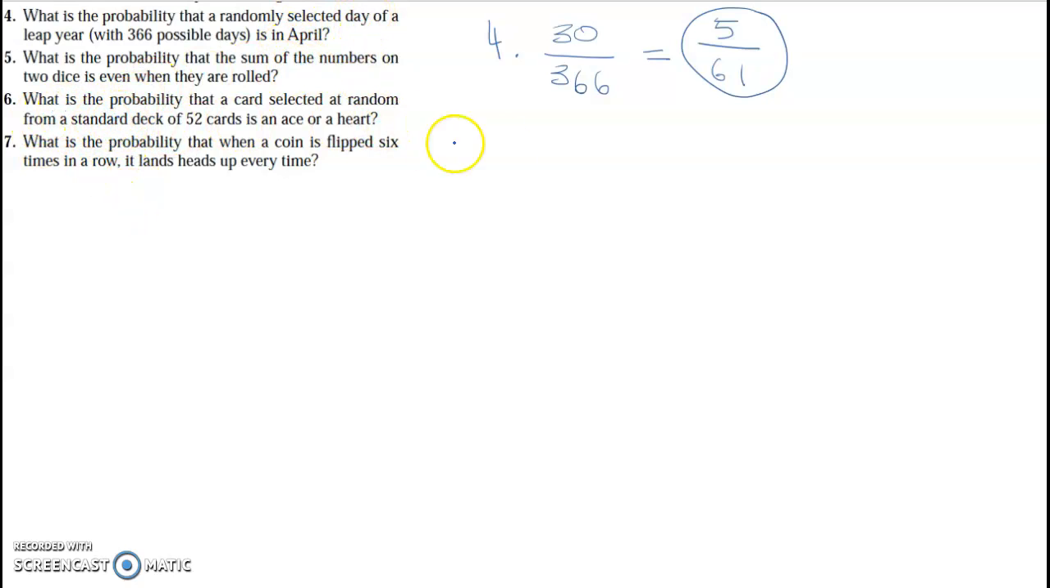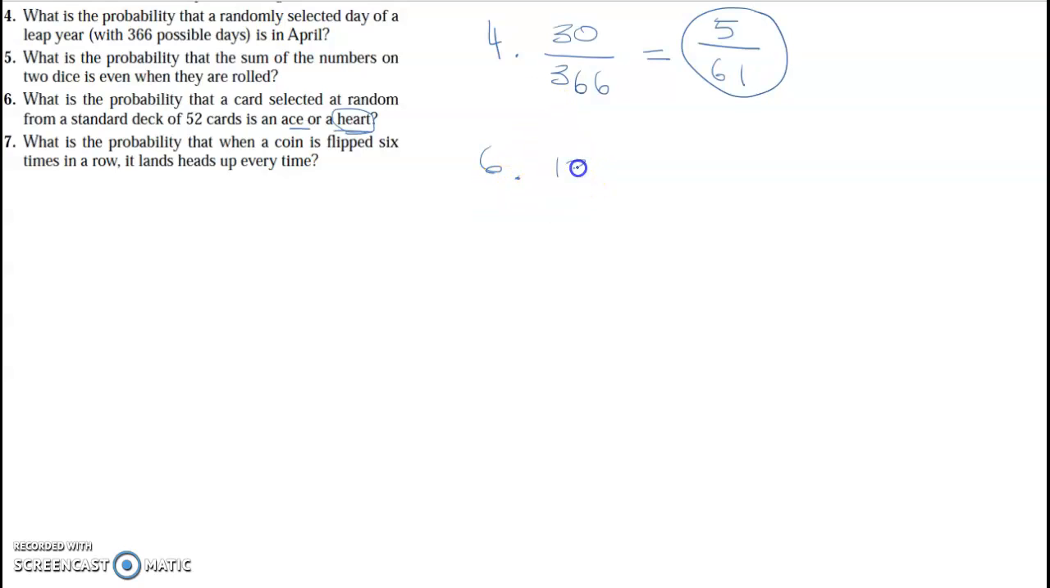We do one more, so maybe we can go ahead and do 6 together. So 6 asks, what is the probability that a card selected at random from a deck of 52 cards is an ace or a heart? So I always like to count the bigger pool first, which is a card that has a heart on it. So out of 52 cards, we know we have 13 cards times 4 suits.